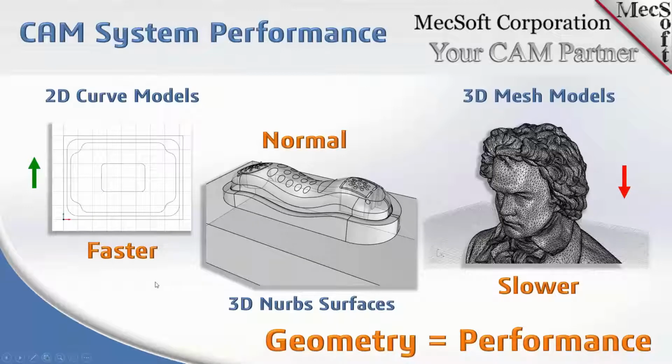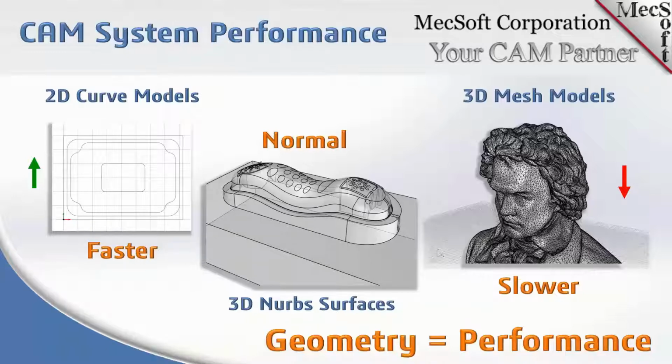Okay, so let's go back to the presentation. Now we're going to talk about the first indicator, geometry, toolpath generation, and simulation. We're going to talk a little bit about geometry, because geometry plays a big role in how fast you can get your work done.